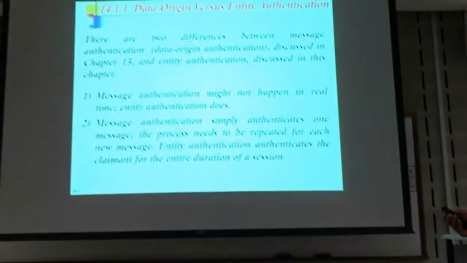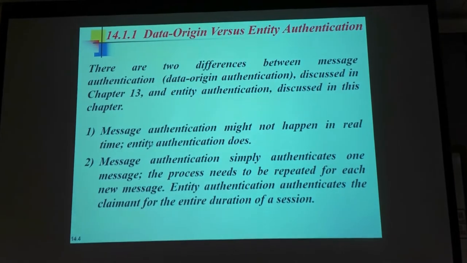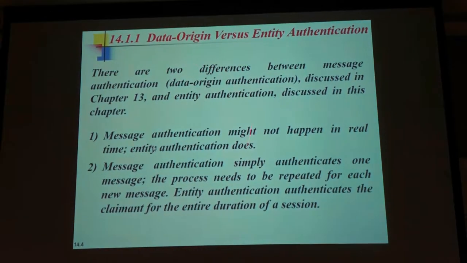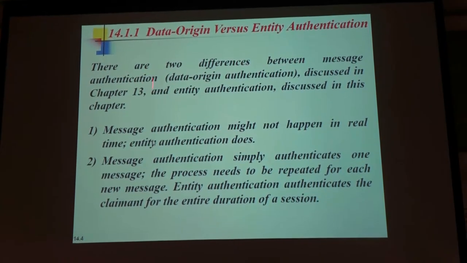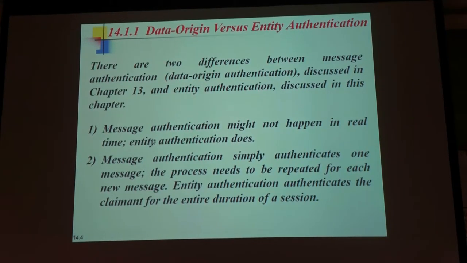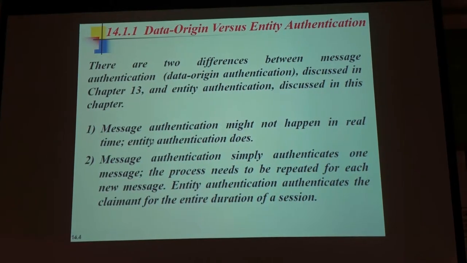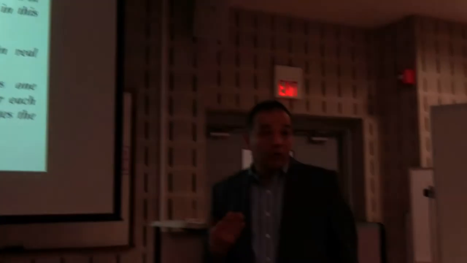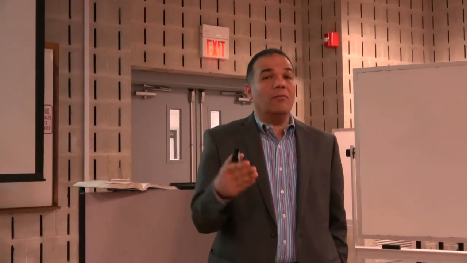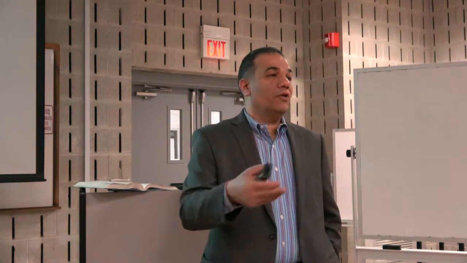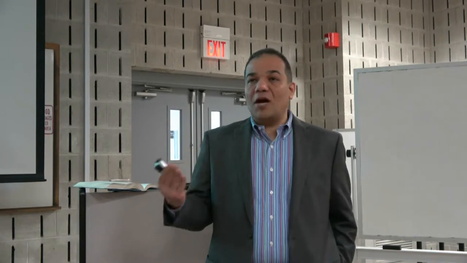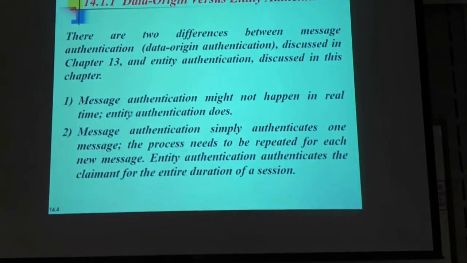So, data origin versus entity authentication. There are two differences between message authentication, or data origin authentication, and entity authentication. In message authentication, what we are trying to verify is the origin. Remember the example of me telling you there is an exam next week? It does not need to be private. It has to be authentic. You have to know it's coming from me. It's an authentic source, right? That's why they call it data origin authentication, which we discussed a lot before.